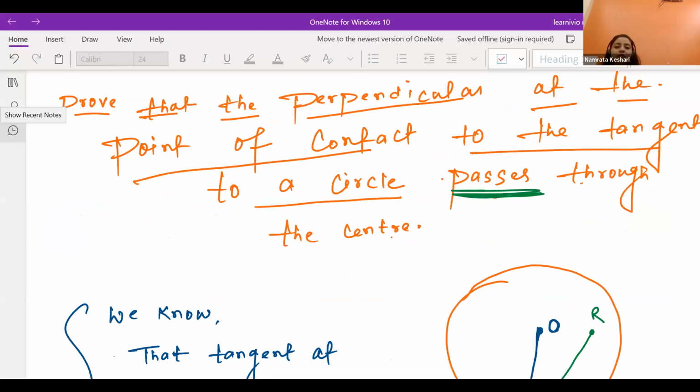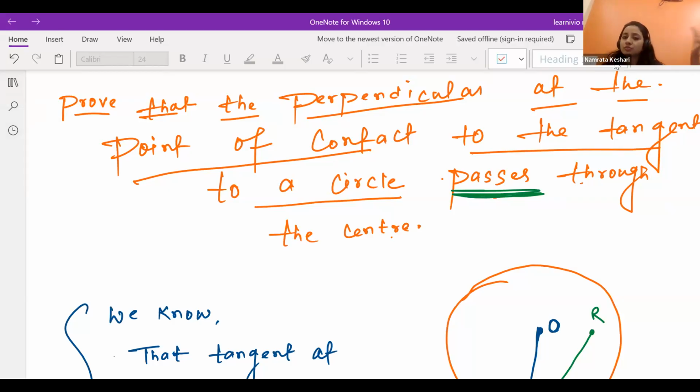It looks like, why are we doing so, what are we doing over here. But think about it. We are having a circle. We already know one theorem which supports that the radius touching the point of contact will be perpendicular to the tangent. Here we have to prove that if you drop a perpendicular at the point of contact, that perpendicular must pass through the center of the circle. That's what we have to prove.